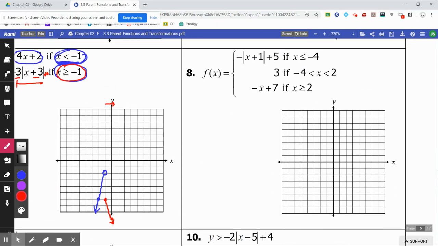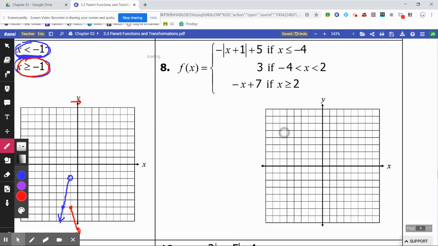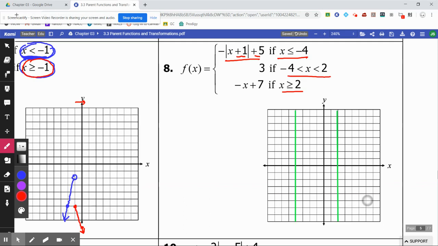Number 8. Again, we have another piecewise function. Our divisions in this are at -4 and +2. And the first part of your graph, your absolute value function here, you're graphing to the left of -4. So we're going to go vertex is left 1 up 5, left 1 up 1, 2, 3, 4, 5, which would be right here. And that is not going to be included because we want to graph this over here.